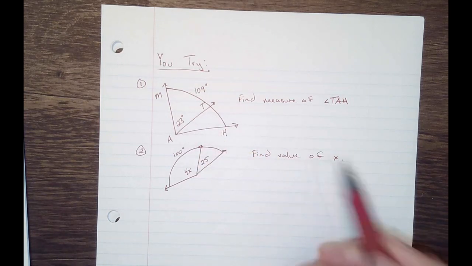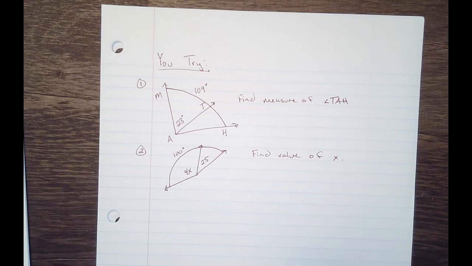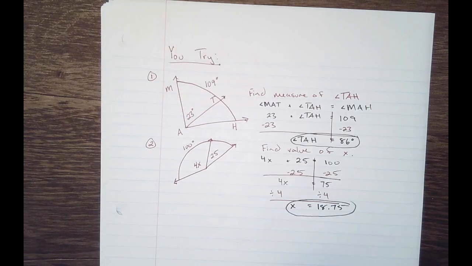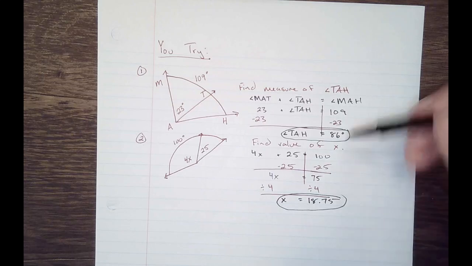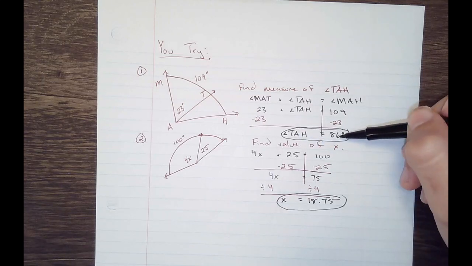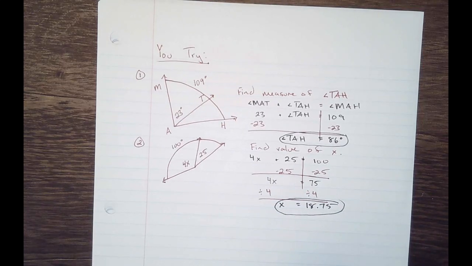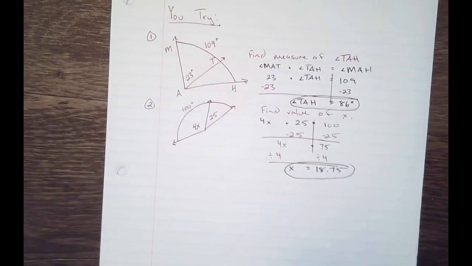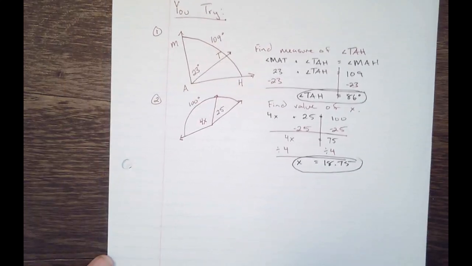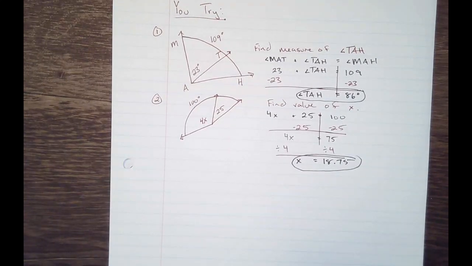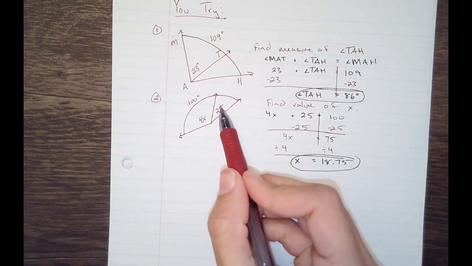Okay, so after finishing those examples, for number 1, you should have gotten that TAH is 86 degrees. For number 2, you should have gotten that x is 18.75. So that is kind of the basics of adjacent angles. They're just angles that are next to each other. Right? And when you put them together, so when we put this angle and this angle together, it's going to equal this entire thing. So building off of that, the next thing that we have is something called a linear pair.